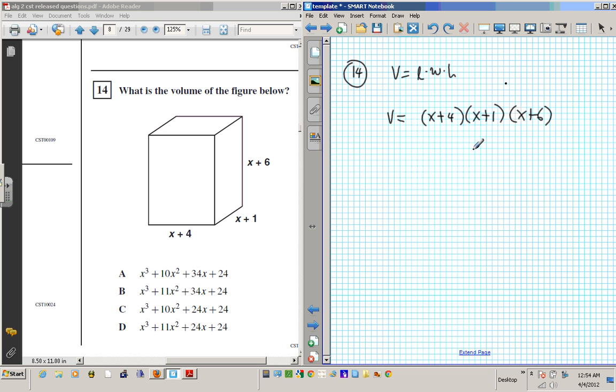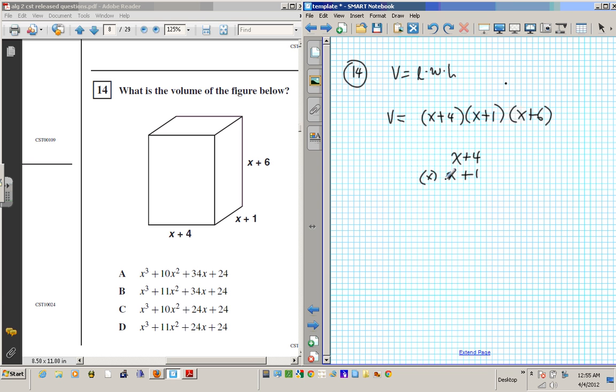So we need to multiply 2 at a time. Multiply these 2 and then distribute your result to the last one. What I'm going to do first is x plus 1 times x plus 4. I like to do it vertically so that I can stay organized: x plus 4 and x plus 1. I'm going to multiply them.